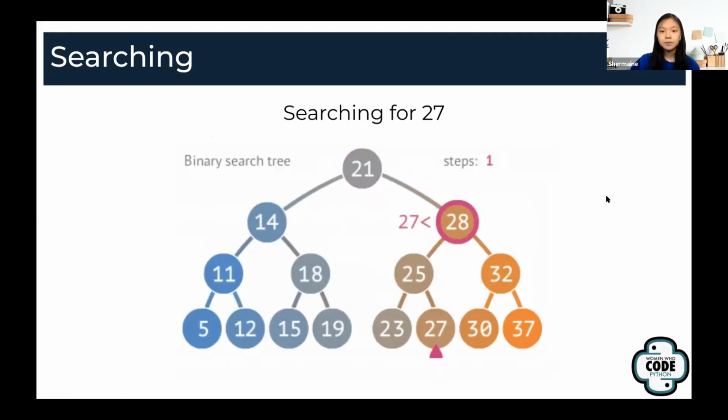So this is an example of searching for 27. Let's go back to the start. 27 is bigger than 21, you go to the right. 27 is smaller, go to the left. Bigger than 25, go to the right. And then you can find 27 in the end.